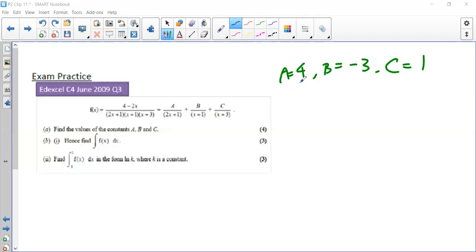So these are the values for A, B, and C. A is 4, B is -3, and C is 1. If you got it right, well done. Then move on to part B. Part B first, because if you mess up part B, you mess up part C. If you got it wrong, try again. When you're ready for the answer for part B(i), you can play the video.